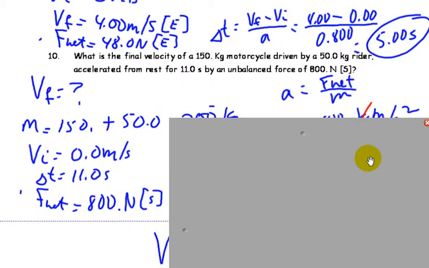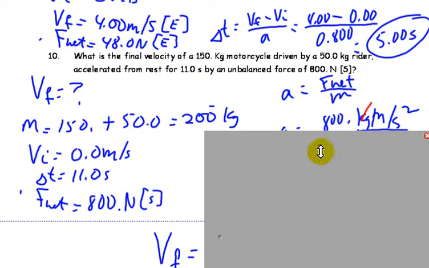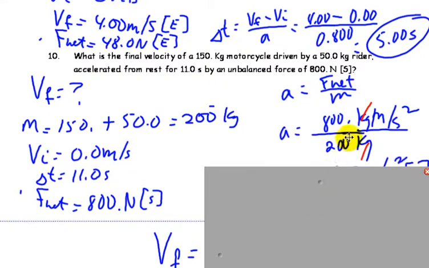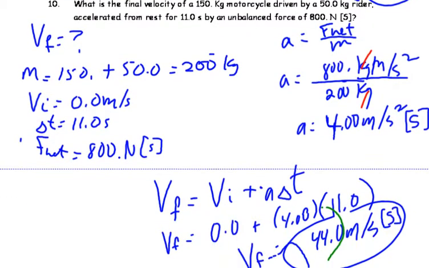The only thing we don't know is A. So to figure out A, we know F net and mass, so we can figure out A that way, and then it's easy. So the net force, 800 newtons, or 800 kilogram meters per second squared, divided by the mass of 200. So I get 4.0 meters per second squared.